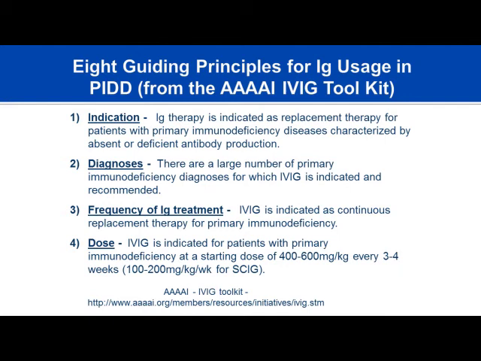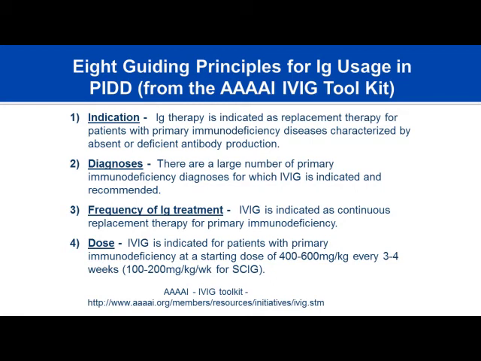The second are the diagnoses themselves. There are a large number of diagnoses in primary immune deficiency for which intravenous immunoglobulin is indicated and recommended. In fact, the most recent summary of the International Union of Immunological Societies describes 154 different primary immune deficiency diseases. At least 64 of these affect antibody production. And rather than list 64 different diagnoses, it's important to consider that there are a large number of individual primary immune deficiency diagnoses in which the course can be drastically changed by the appropriate provision of immunoglobulin therapy.